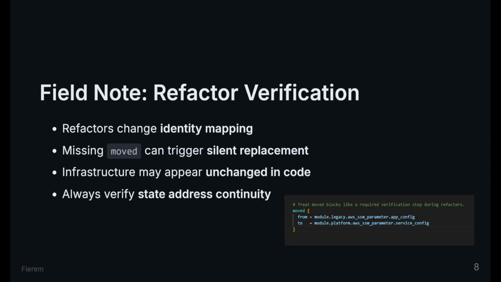On a submarine, you never assume a valve lineup stayed correct after maintenance. You explicitly verify the lineup because the system can look normal until load changes. A Terraform refactor is the same class of risk. The code can look correct, but a missing move block shifts identity and the plan quietly becomes destructive.